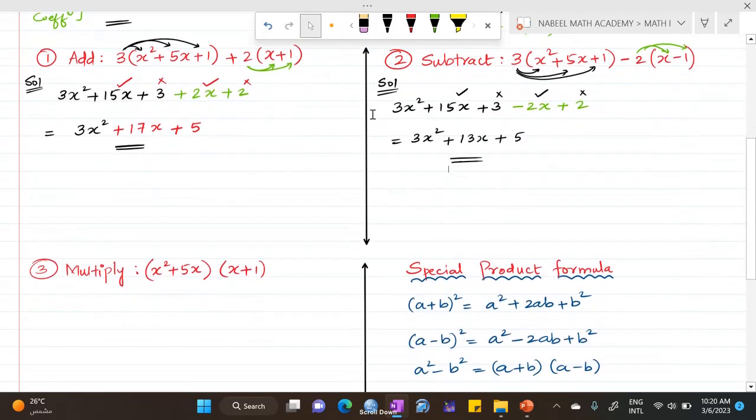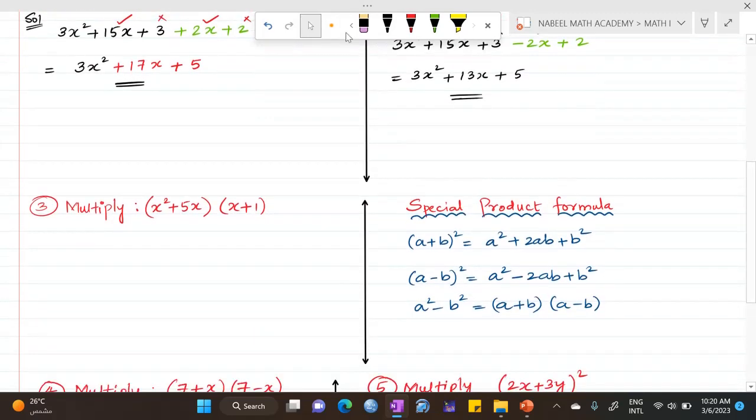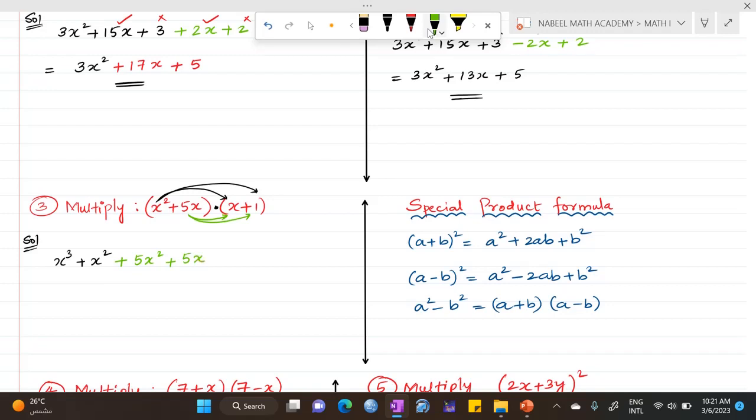The next we will have the multiplication. We have two polynomials, but in between the operator is multiply. It's the same way we will go through. Take the first term and multiply with both. So what happened here? When you multiply, you will get x power 3 plus x square. Now when I take the second term and multiply, we will get plus 5x square plus 5x.